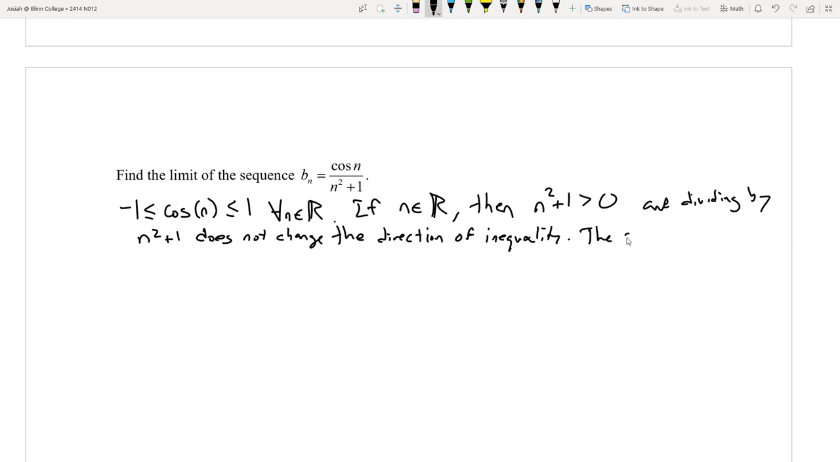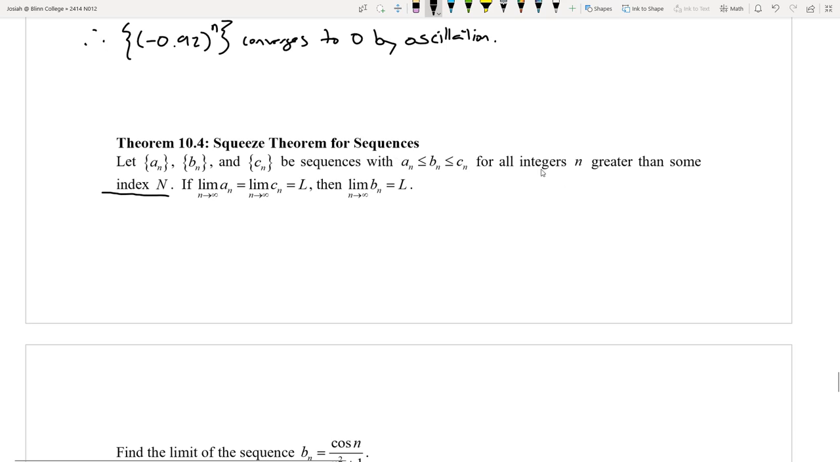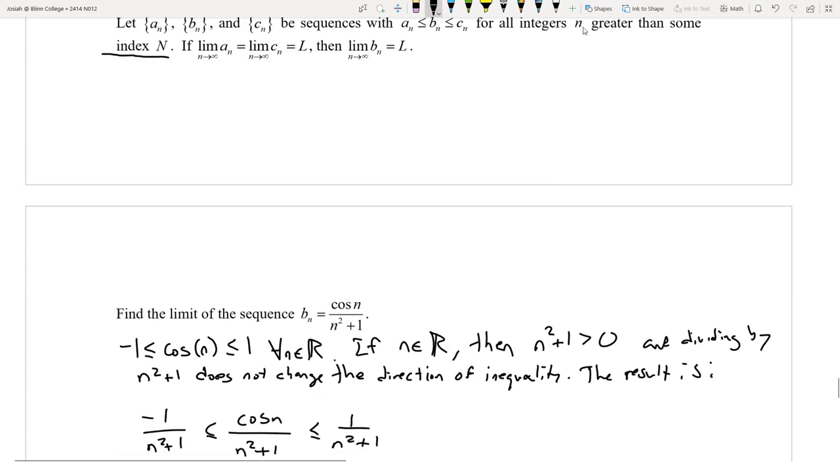We say the result is: -1 over n squared plus 1 less than or equal to cosine of n over n squared plus 1 less than or equal to 1 over n squared plus 1. So we have our inequality established, and it's for all real numbers, in fact. So certainly for all n, and then certainly for all n greater than some index. So we just have to establish this part now, that both of these limits on the outside are the same.